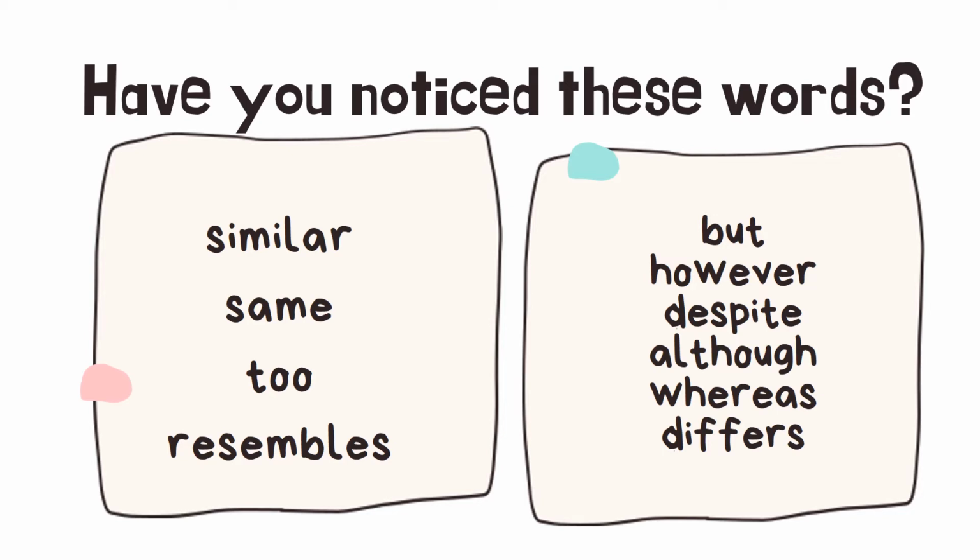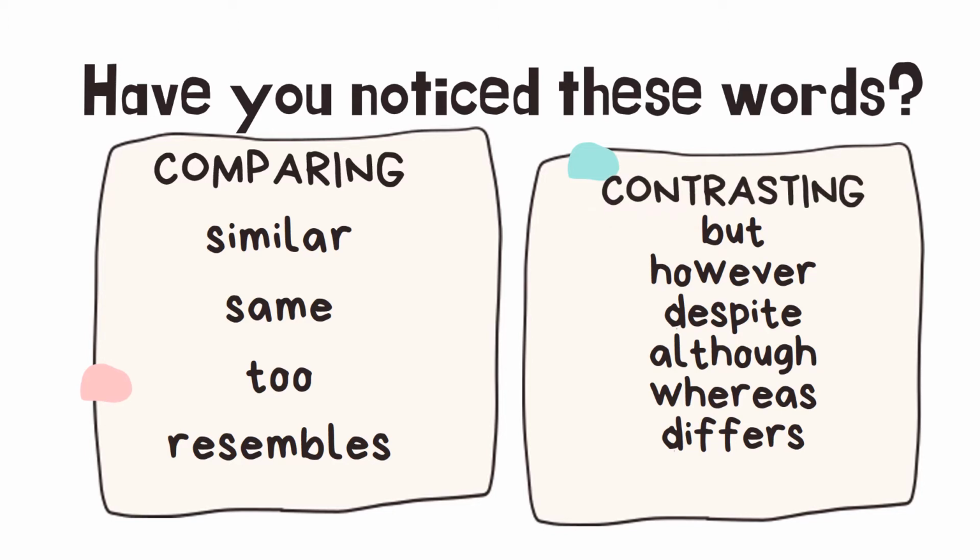Probably while answering the activity, you might have noticed some words in bolded letters. These are what we call the grammatical markers in comparing and contrasting. For comparing, we have similar, same, to, and resemblance. And for contrasting, we have but, however, despite, although, whereas, and because.